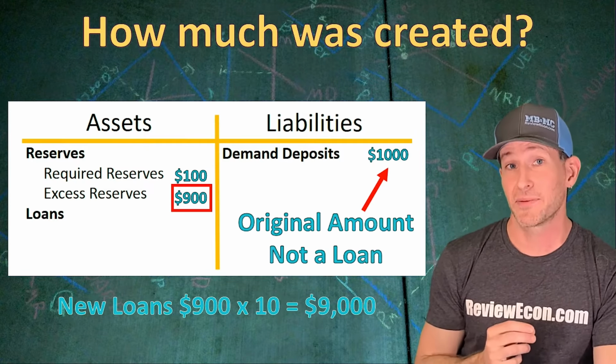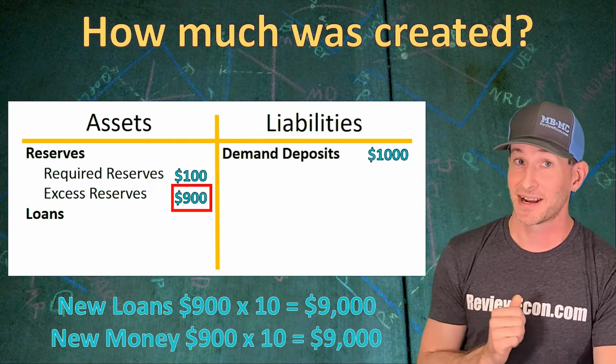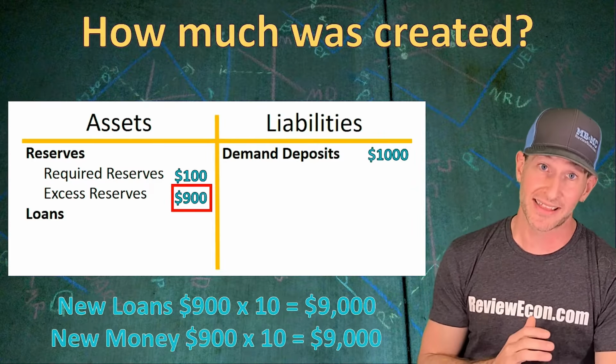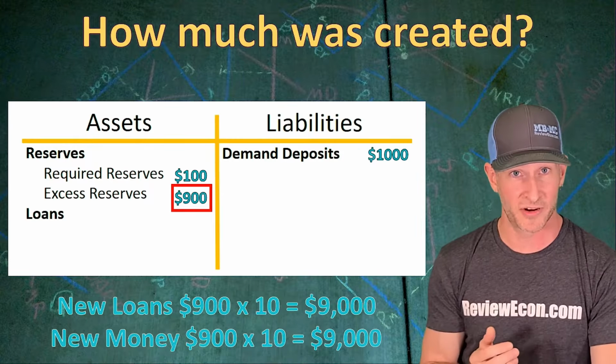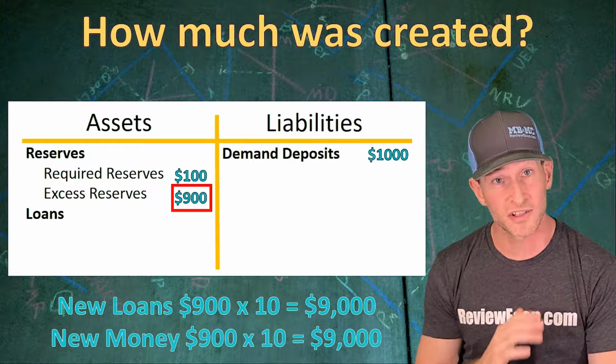Now for new money that can be created, we're going to again take that $900 of excess reserves, times it by 10 for the multiplier, giving us $9,000 of new money that can be created. And again, we're going to ask ourselves if that original $1,000 was new money.